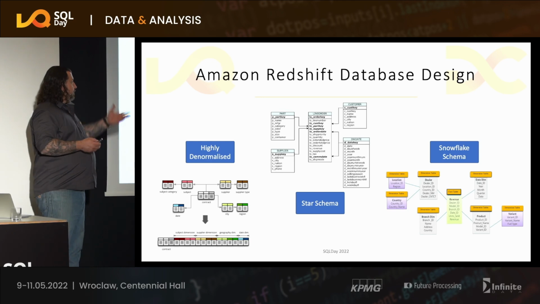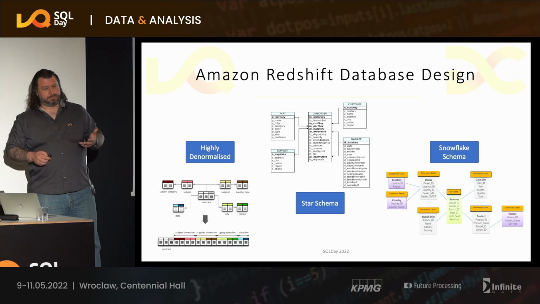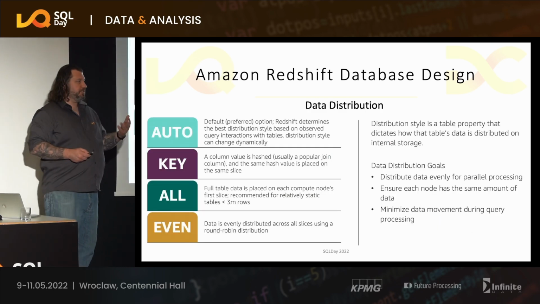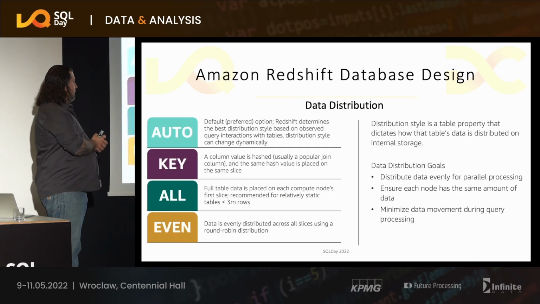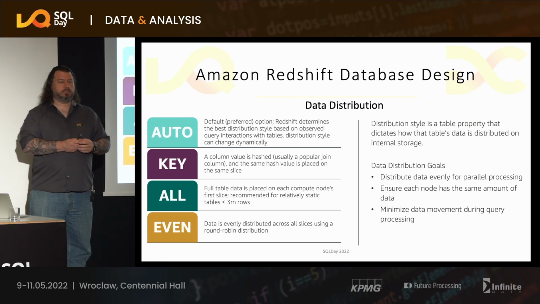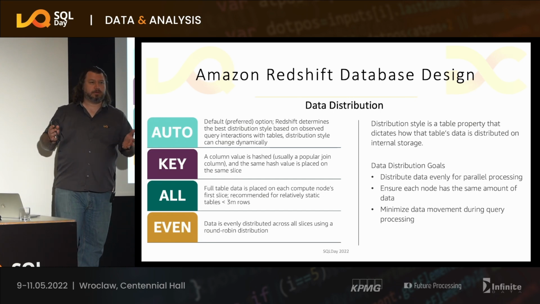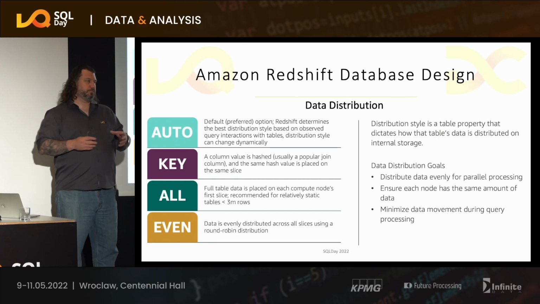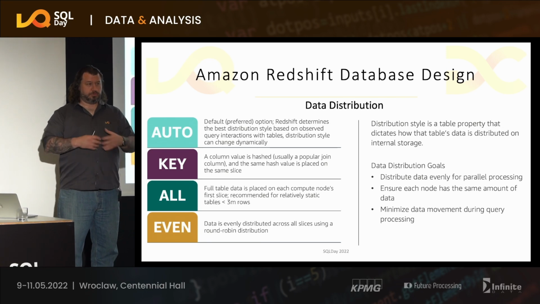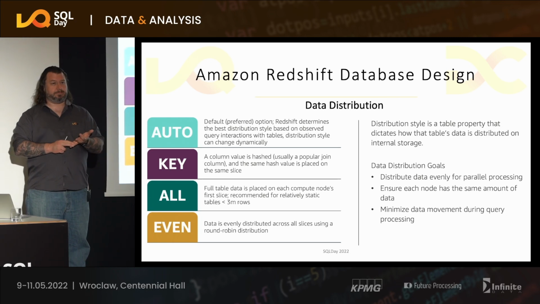So, bearing that in mind, if we go for a star schema, okay, and we define our tables, we've got the choice. When it comes to the distribution of data, the distribution types, okay, auto, let Redshift figure it out, okay? So, this is the default. You create a table, you don't specify distribution style, you don't specify distribution key, okay?